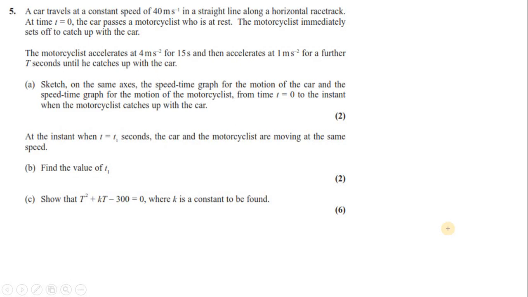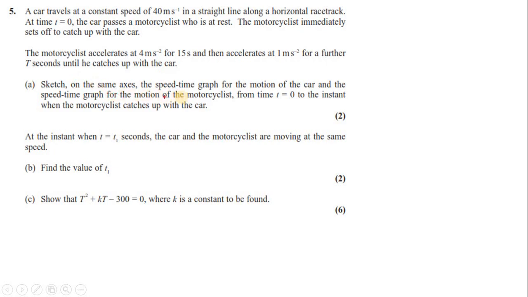Question number 5. A car travels at a constant speed of 40 meters per second in a straight line along a horizontal race track. At t equal to 0, the car passes a motorcyclist who is at rest. The motorcyclist immediately sets off to catch up with the car. The motorcyclist accelerates at 4 meters per second squared for 15 seconds and then accelerates at 1 meter per second squared for a further T seconds until he catches up with the car.